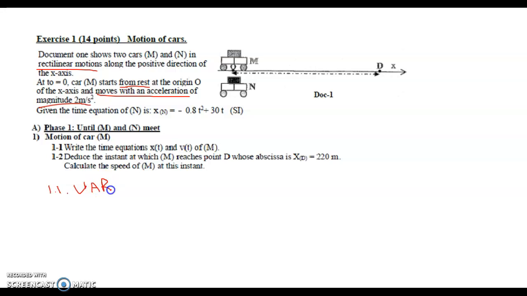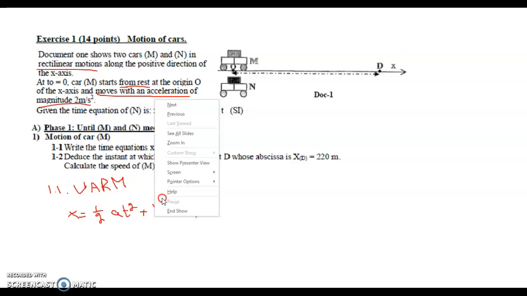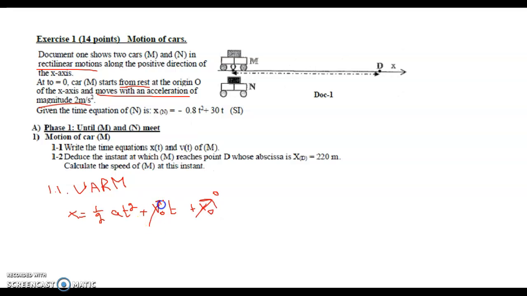You all know the general equation of the position time equation for UARM. It is x equal half at squared plus v0t plus x0, where v0 is the initial speed and x0 is the initial position. Now let's check, where did M start moving from? It started moving from the origin, so the initial position is 0, and it also started from rest, so the initial speed is 0.